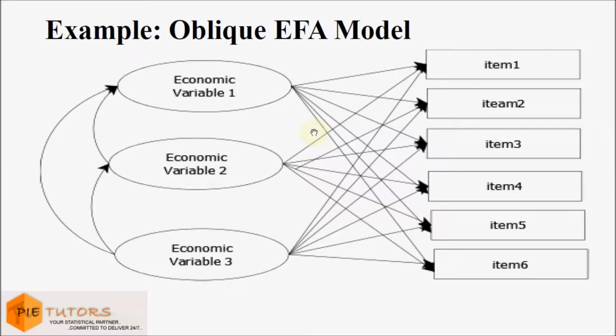So here is an example of an oblique EFA. This is oblique in the sense that all the latent variables are correlated with one another. This is different from the CFA in the sense that each of the indicators is related to each of the latent factors.